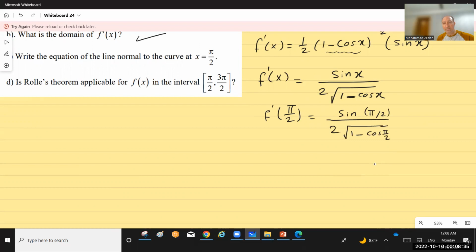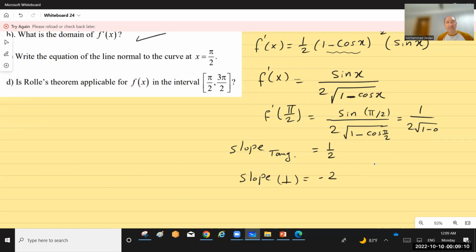What I'm solving now is the slope of the tangent. The answer is 1 over 2 times the square root of 1 minus 0, which is half. So the slope of the tangent is equal to half. So the slope of the normal, the perpendicular line, is -2.